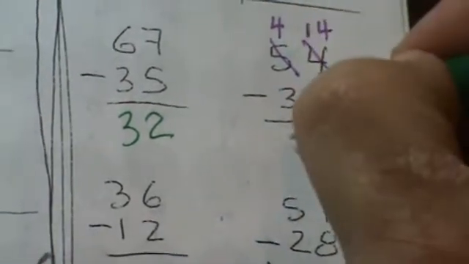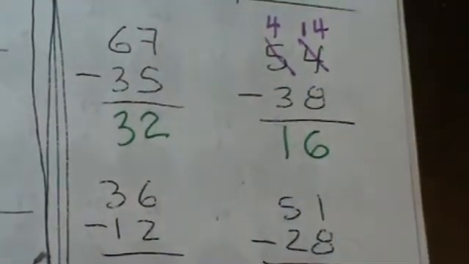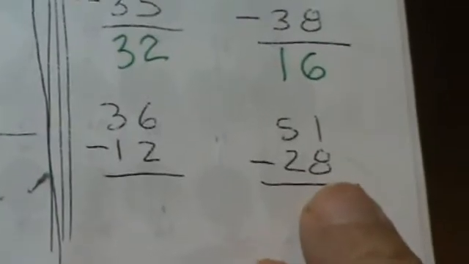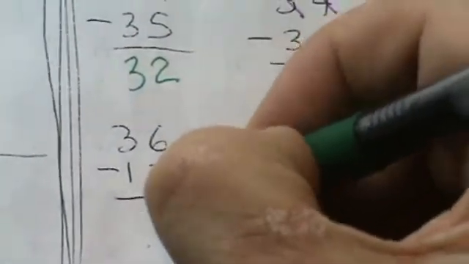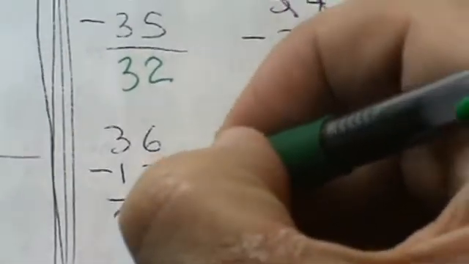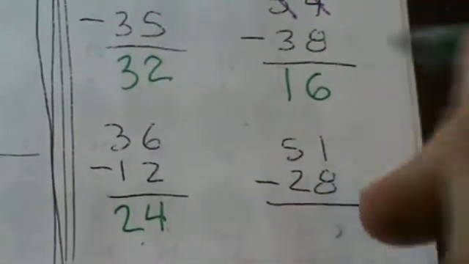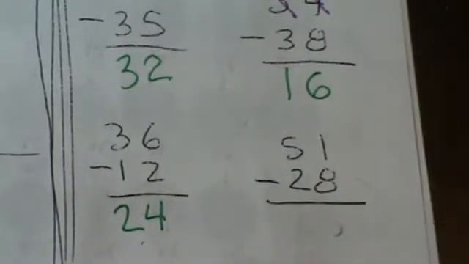4 minus 3 is 1. Next one. Can I take away 2 from 6? Yes. I have 6 minus 2 is 4. 3 minus 1 is 2. Can I take away 8 from 1? Yo tengo $1. ¿Te puedo dar 8?